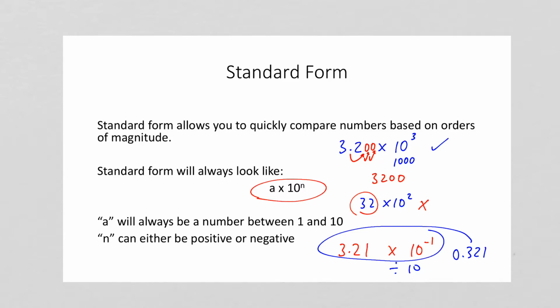One is to convert your answer into the full number. So 10 to the 3 would be 1,000. 10 to the minus 1 would be 0.1. Or you can move the decimal places. If the 10 to the power is positive, then you're going to move your decimal place to the right. If it's negative, you move it to the left.